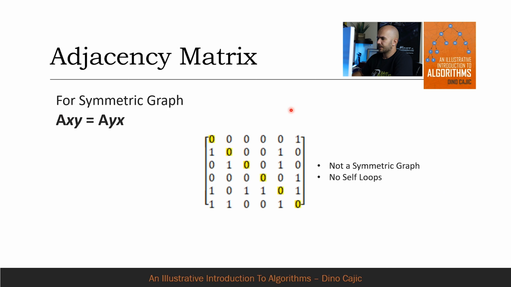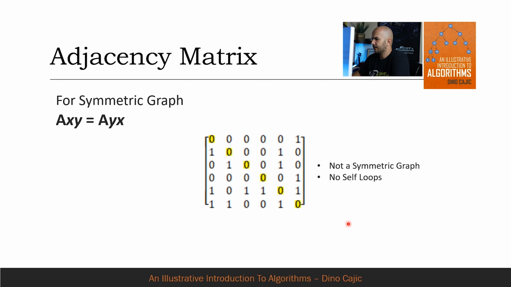The adjacency matrix is a tool that you can use if you're trying to figure out whether the graph is symmetric. If we look at each entry A_XY and compare it to A_YX, we can conclude that this graph is not symmetric. A symmetric graph would have A_XY equal to A_YX for each entry. For example, entry 2,1 has a value of 1, while entry 1,2 has a value of 0.